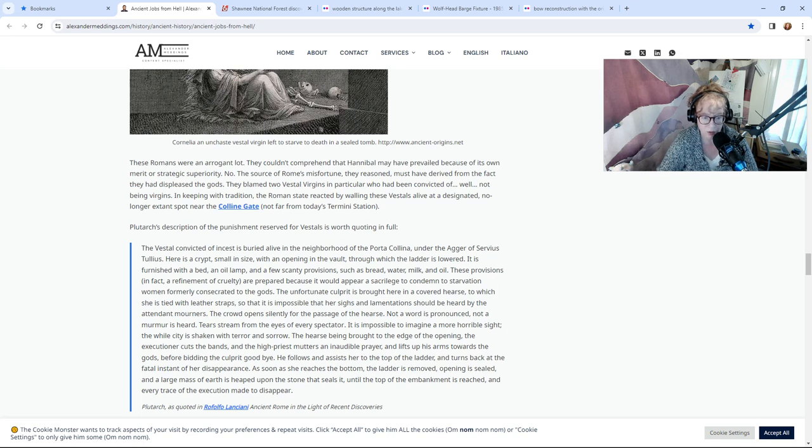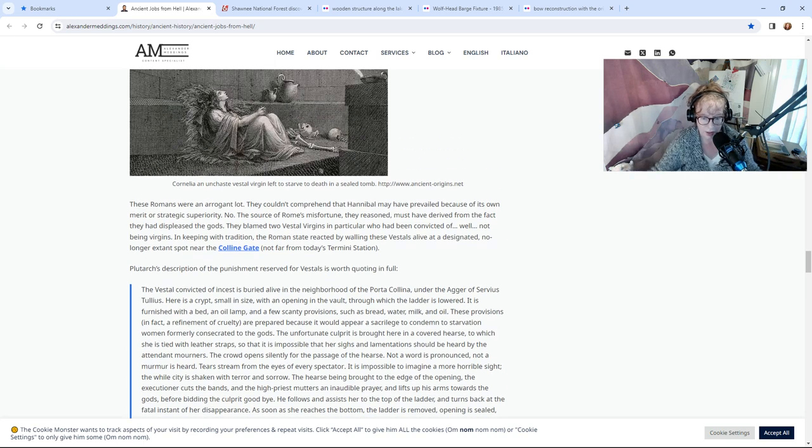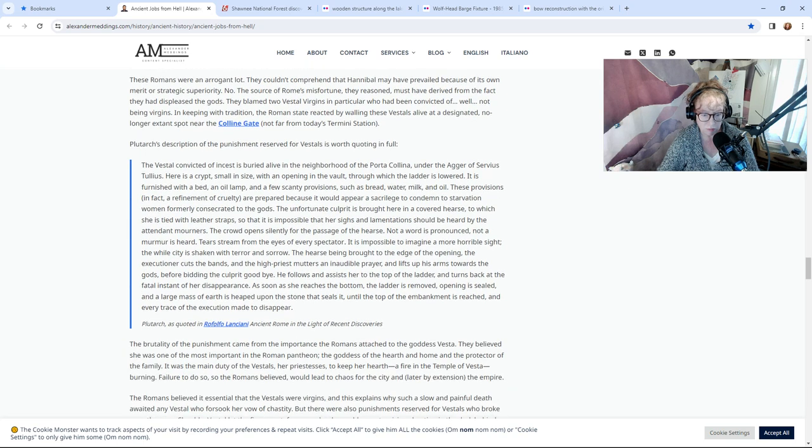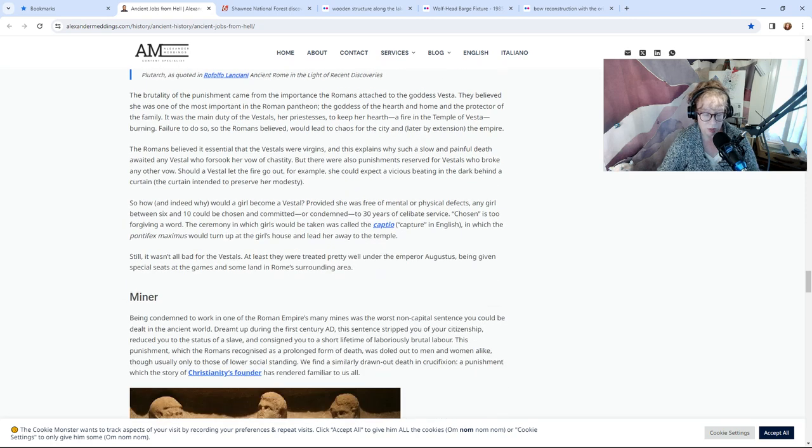Here is a crypt, small inside, through which a ladder is lowered, a small opening through which a ladder is lowered. It is furnished with a bed, an oil lamp, and a few scanty provisions. And then they close up the passage and they leave the person to die. That's it. Oh, so I guess this is a punishment that they used to do. I don't know what that has to do with it.